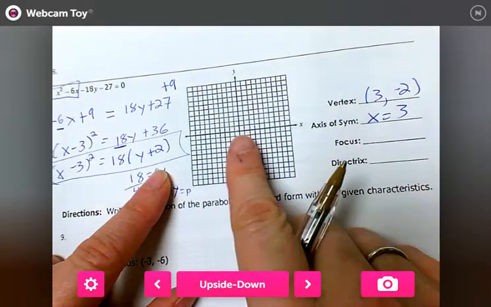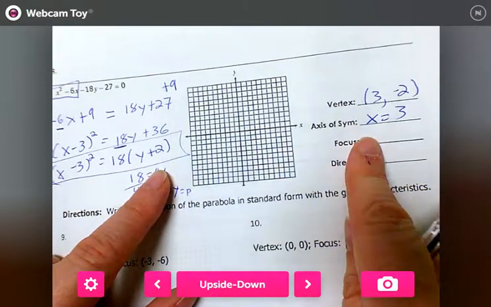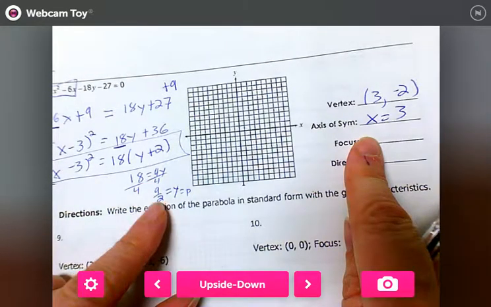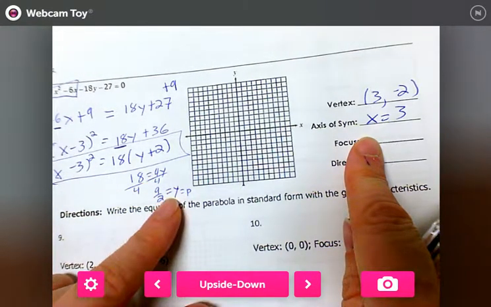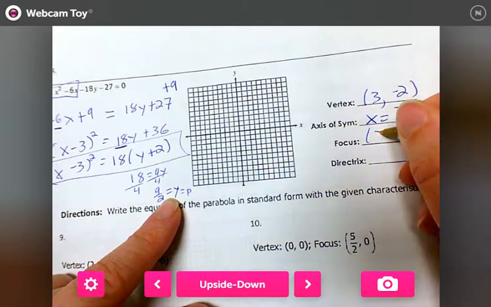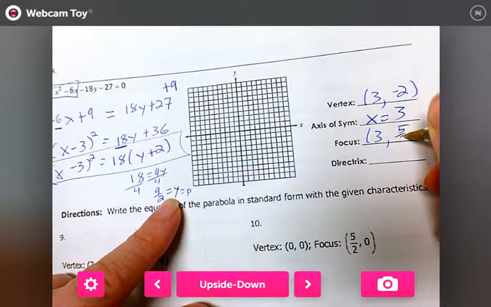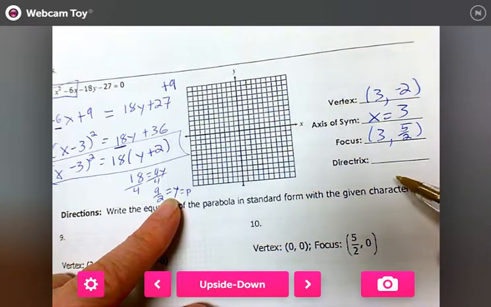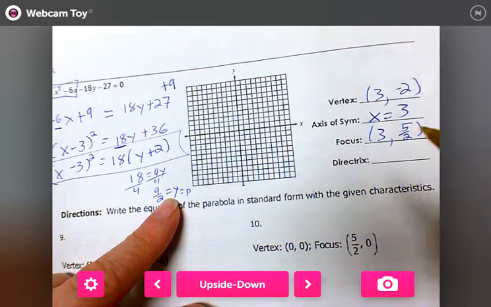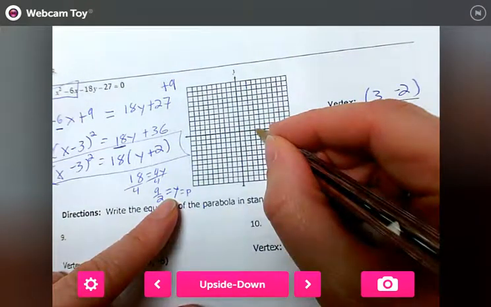My focus point is 9/2 away from 3, from -2. That ends up giving us 5/2. The directrix is the opposite. That's harder to do. So I'm going to go over 3, down 2.